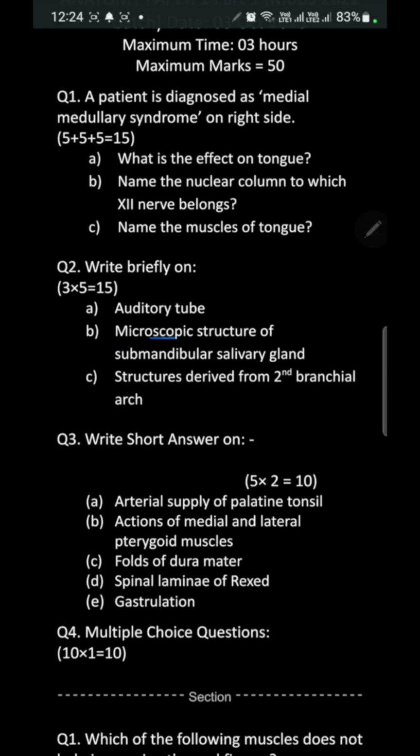The next question is about the microscopic structure of the submandibular salivary gland. You have to draw the diagram, and remember, the lining epithelium of any salivary gland is simple cubical. They become simple columnar while in the phase of active secretion, and there are 2 different types of acini. Basically, it's a mixed salivary gland, so show both the serous and the mucous acini.